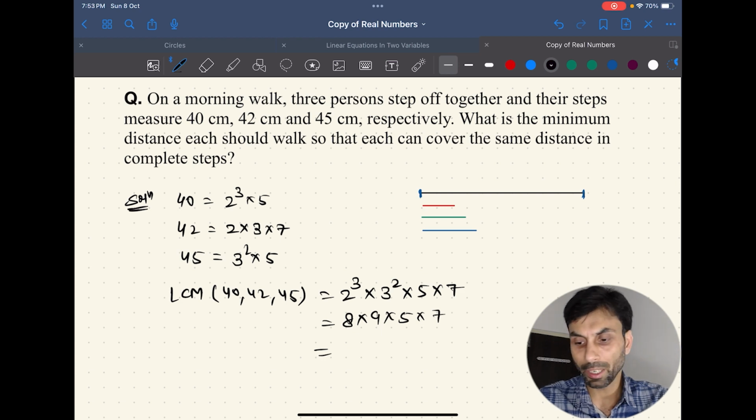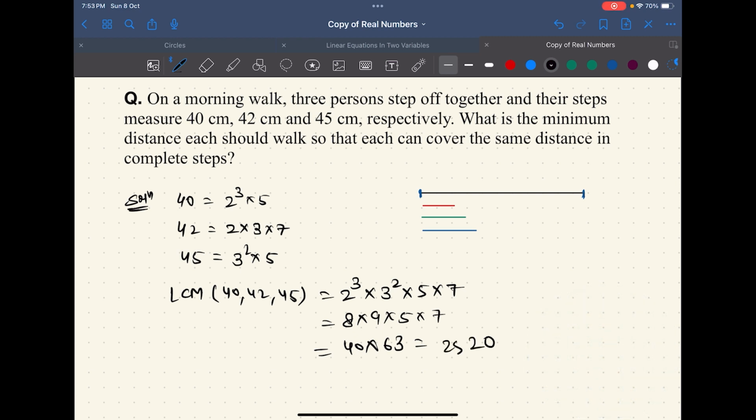So 8 into 5 will be 40, and into 9 into 7, 63. If you multiply it, it will be 0, 4 into 3, 12, carry 1, 4 into 6, 24, and 1, 25. So it will be 2520 centimeter, which implies they should cover 25 meter and 20 centimeter distance in order to meet again and cover the distance in complete steps.